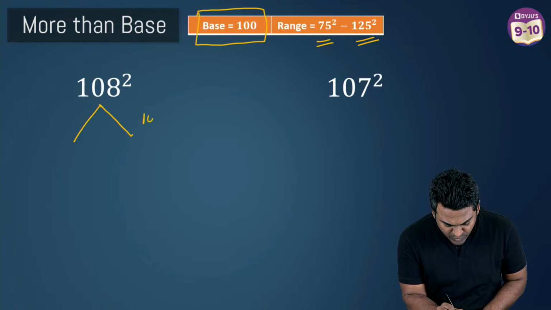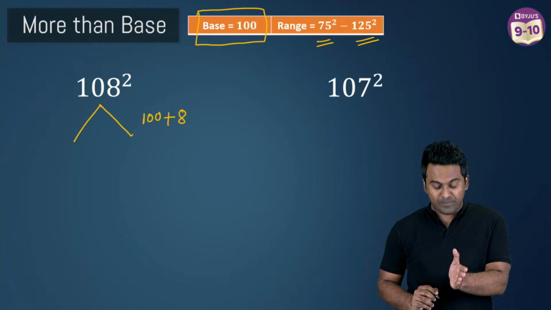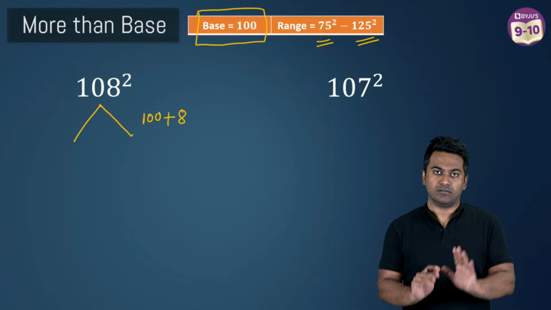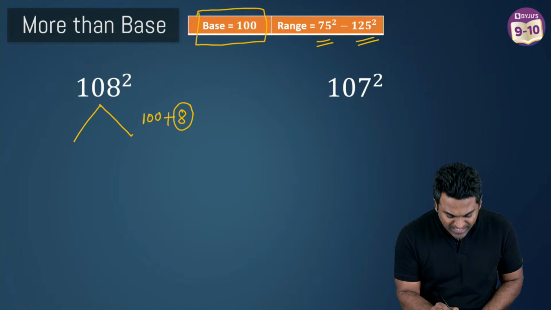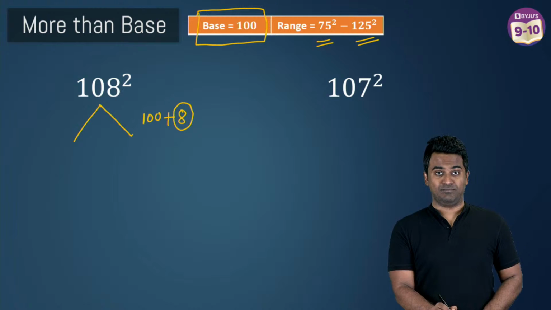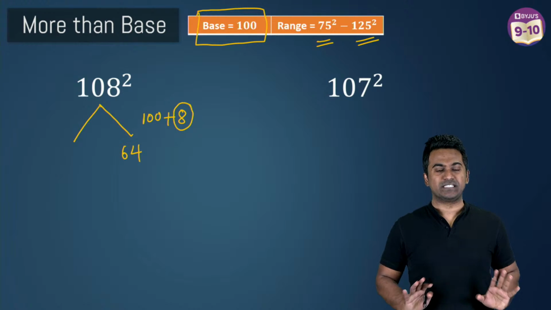Well, easiest possible way is to write it like this, right? 108 can be written like 100 plus 8. Well done. Awesome. Now, first step is to take the square of this number. What is the square of 8? 64. So you write it here, 64.